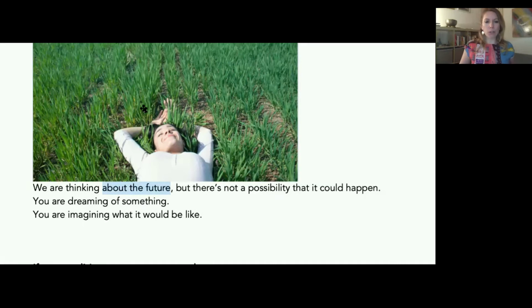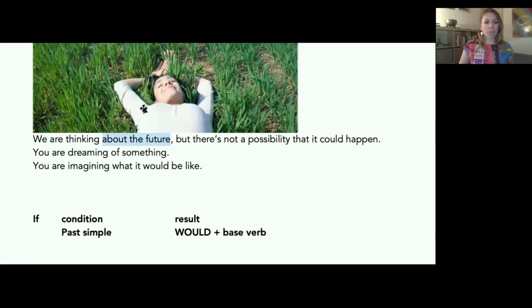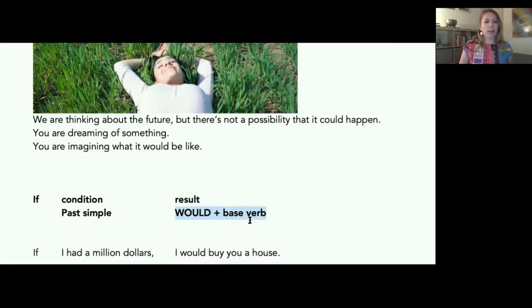So here's how you would structure that, okay? The if condition is going to get the past simple tense, okay? So simple past tense. And then the result is going to get would plus base verb, or just the verb, no to. If I had $1 million.